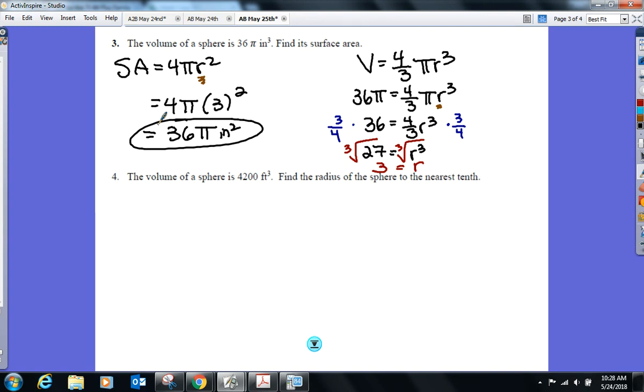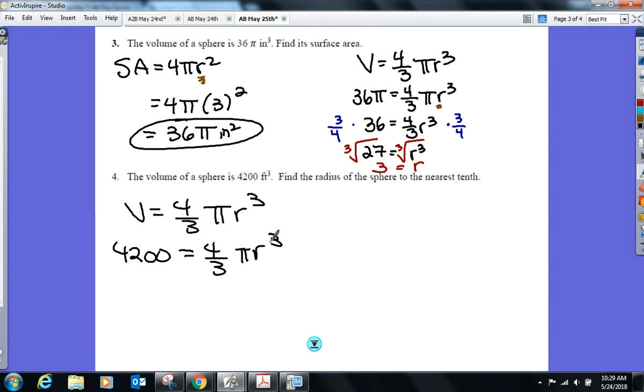All right, 4. Now I'll give you the volume. Find just the radius now. Find the radius. We don't need the surface area. So get our volume formula, 4/3 pi r cubed. The volume is 4,200 equal to 4/3 pi r cubed. We're solving for the radius.